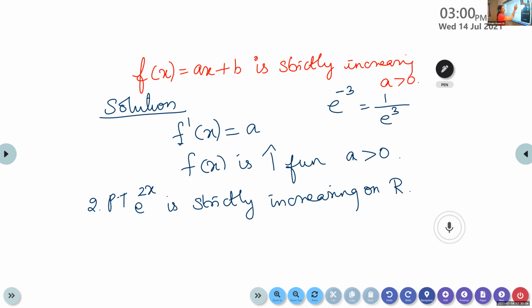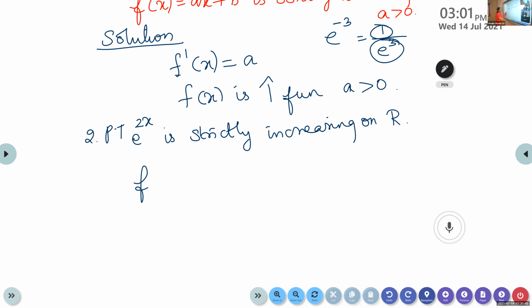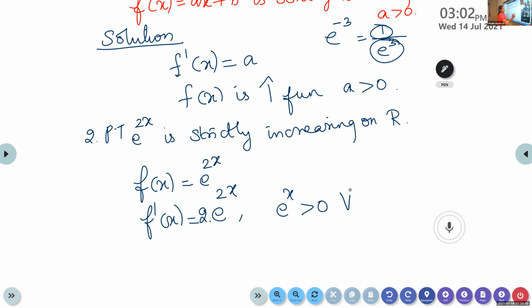So here f of x is given as e raised to 2x. We have to prove that it is a strictly increasing function. So first you name the function. F of x is e raised to 2x. Find out f dash of x. What about f dash of x? E raised to 2x into 2. We know 2 is greater than 0 and e raised to x is greater than 0. For all x, it will be always greater than 0.